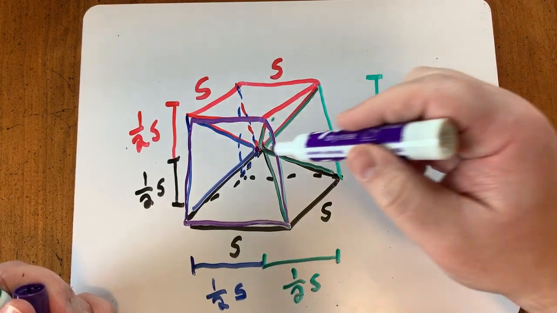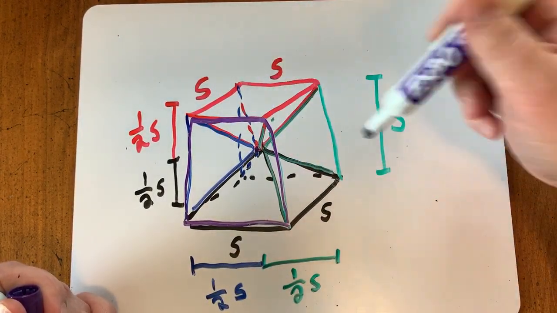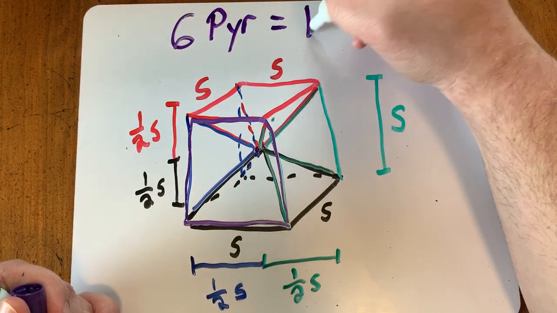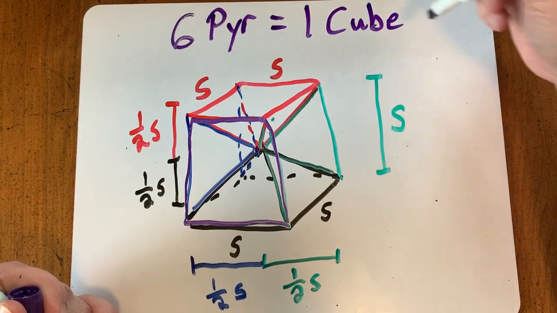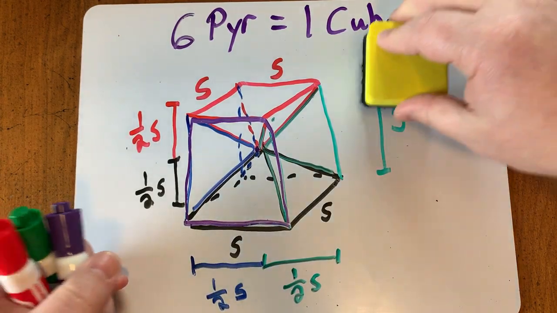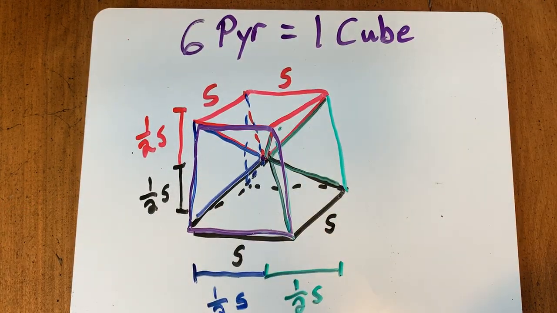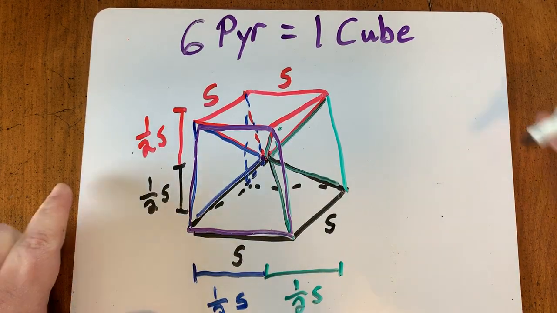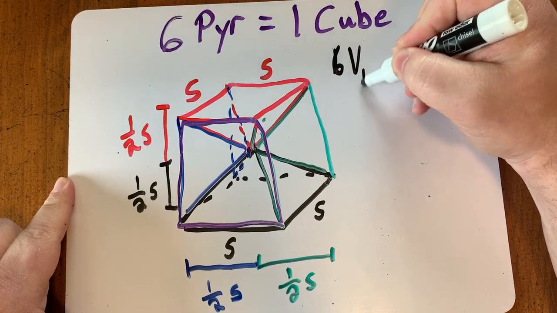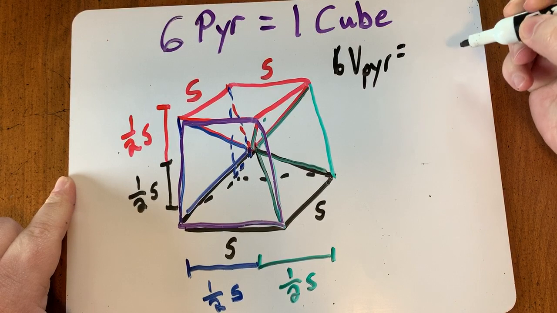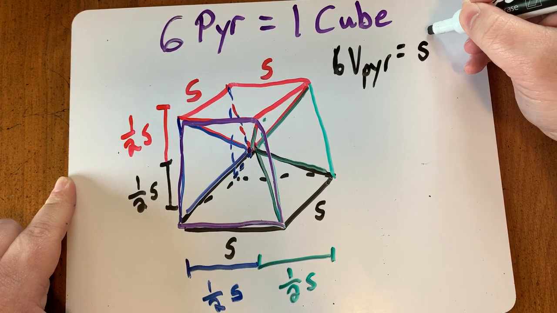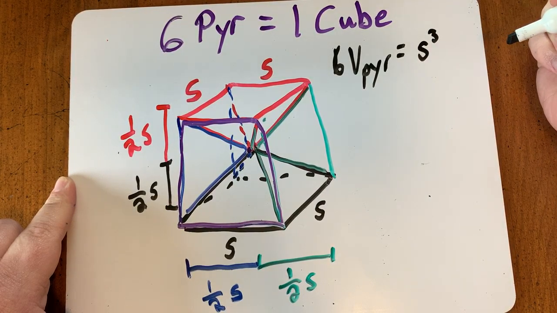So we've got the front and back, the top and bottom, the left and right. We've got 6 pyramids producing 1 cube. We've got 6 pyramids producing 1 cube. So that means 6 times the volume of the pyramid would equal the volume of the cube, which is S cubed. All right.